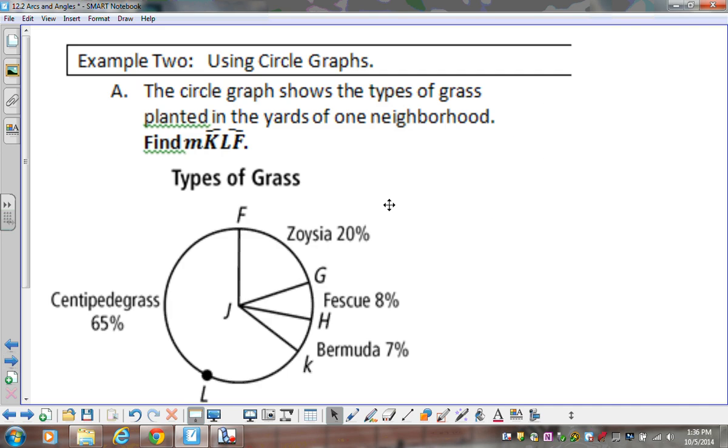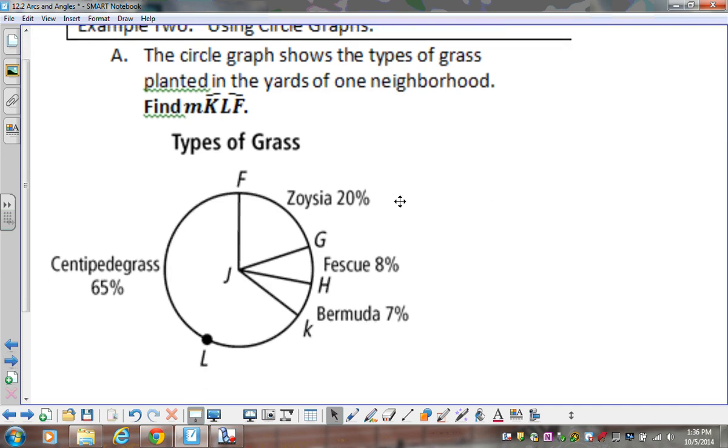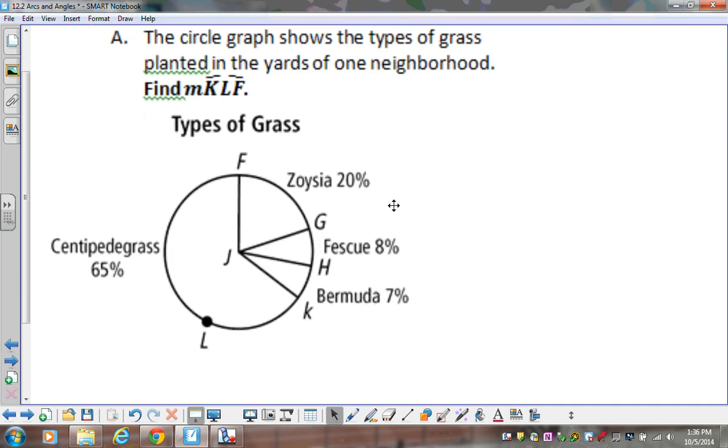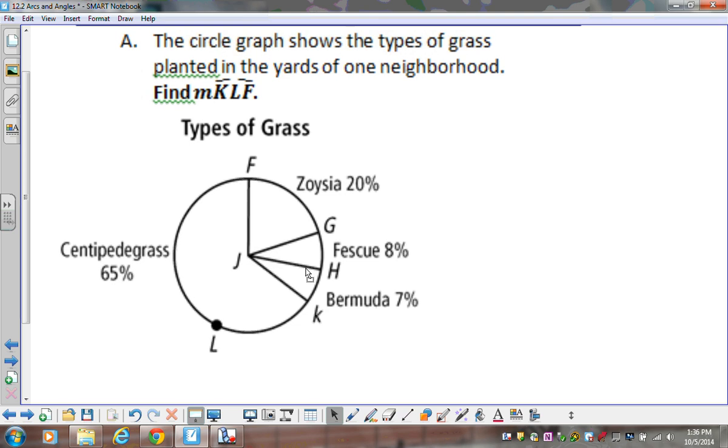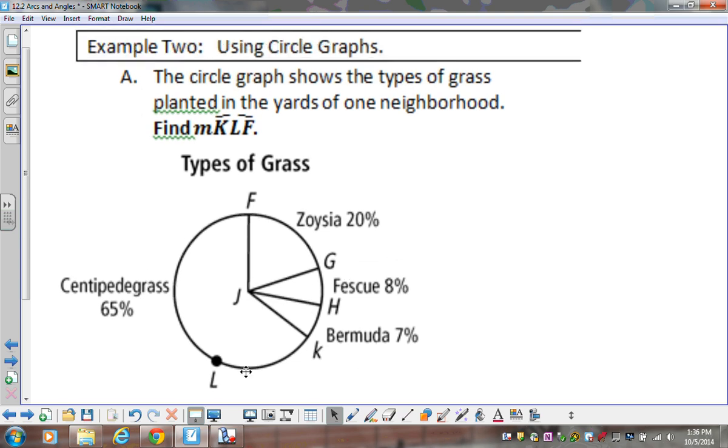All right, so let's look at another example. Now, this one is actually using a circle graph. All right, so we're going to be able to use the same concept here because you notice it kind of looks like a pie chart or a circle graph. Either one are the same thing. All right, but notice I've got a central angle here and I've got a bunch of other little angles branching off. All right, so this is actually talking about the different types of grass planted in a neighborhood.